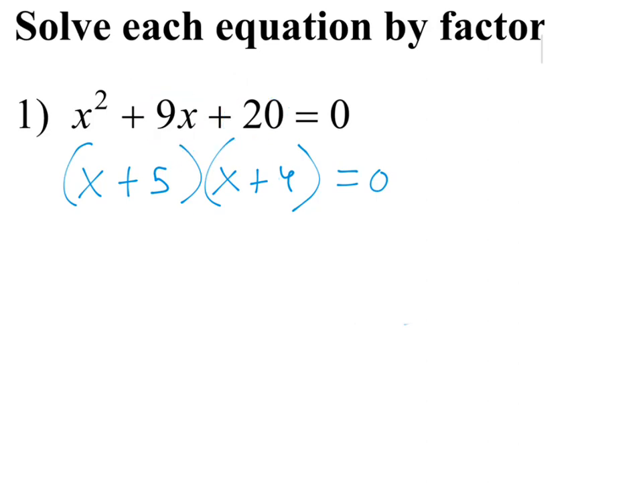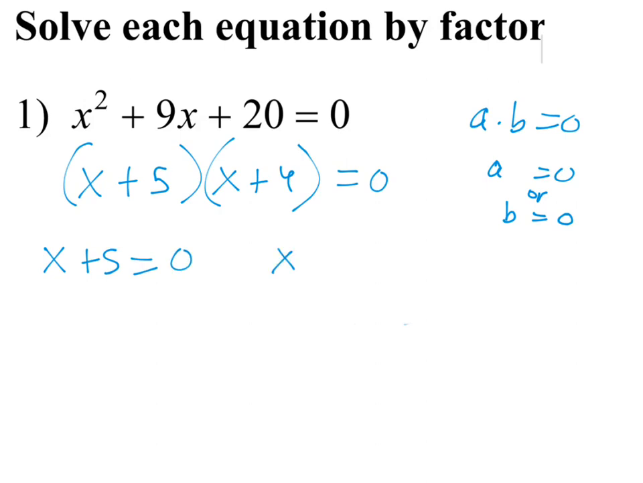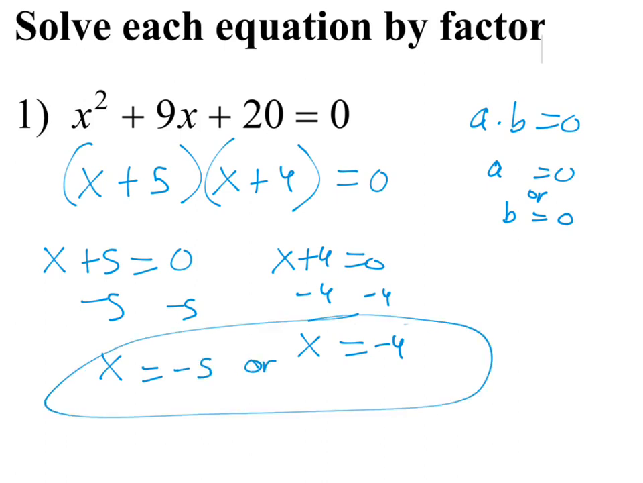And so now we have our two factors. If you have two numbers multiplying together to equal 0, that means either the first one has to equal 0 or the second one has to equal 0, one of the two. And so we can set up two different equations. x plus 5 can equal 0, or x plus 4 can equal 0. Then you can solve both those equations fairly quickly by subtracting the number over. That leaves us with x can be negative 5, or x can equal negative 4. And those are two possible answers.